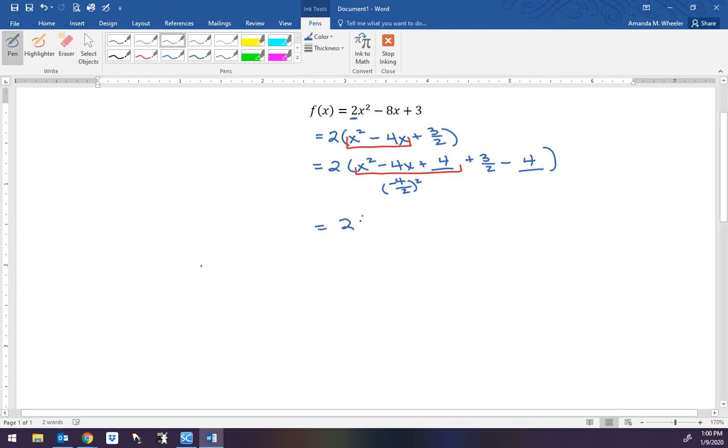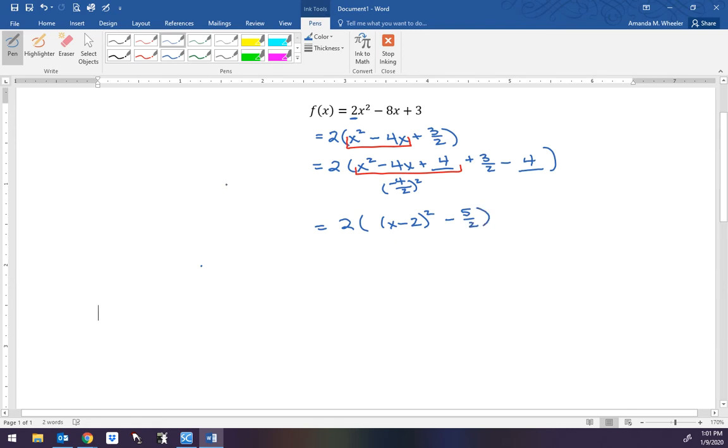So now what we're looking to do is factor what I have here outlined in red. So the factors of 4 that add to negative 4, that's going to be x minus 2, or x minus 2 squared. And then on the outside, we want to go ahead and combine those last two terms. So 3 halves minus 4. 4 is the same thing as 8 halves. So 3 minus 8 gives us negative 5 halves.